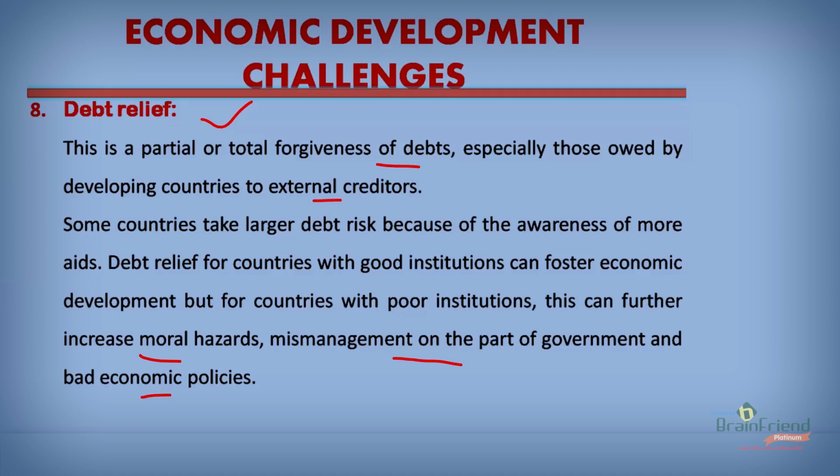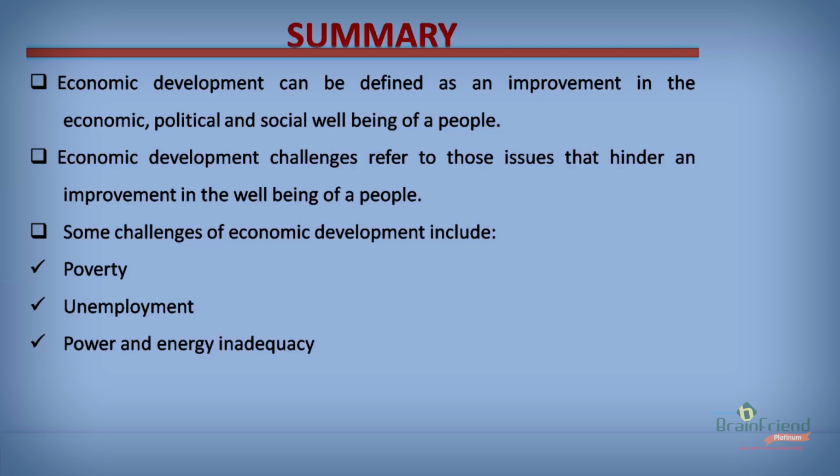But before we go, let's take a quick summary on what we have learned so far. We learned that economic development can be defined as an improvement in the economic, political, and social well-being of a people. We also learned that economic development challenges refer to those issues that hinder an improvement in the well-being of a people. Finally, we learned the challenges of economic development, which include poverty, unemployment, power and energy inadequacy.